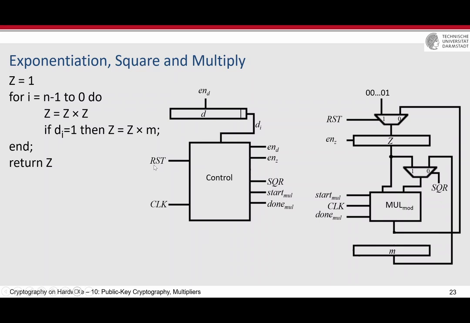The control module has a reset similar to this. And then there is a d, which is the exponent, and based on the bits of the d, that we shift every clock cycle to the right, we decide what to do. This control module provides the enable signal for the z, an enable signal for the D to shift, because we don't do it every clock cycle, and then it also controls a square signal, whether we need to perform the square or multiplication, and also starts the multiplier module and waits till the done signal is 1.